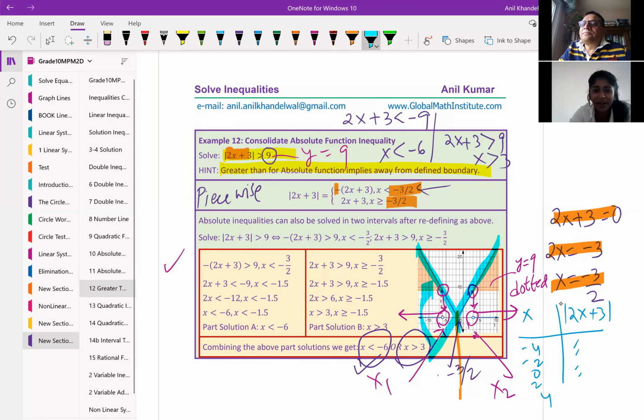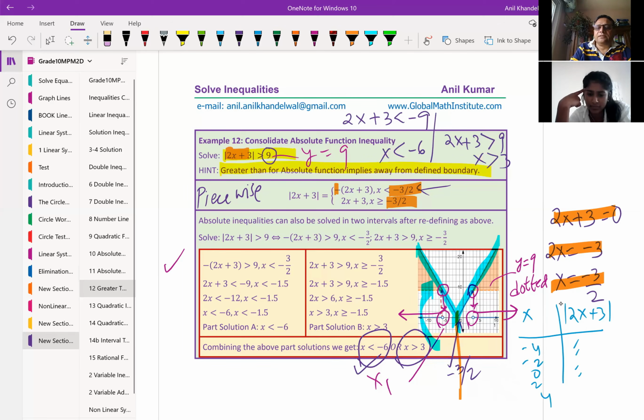But I don't get how, with the positive 2x plus 3, why is it not just greater than minus 3? Why is it greater than or equal to? No, we are not defining the function. We are saying interval. Within this interval, which is the right side, our function is 2x plus 3. So what we are saying here is this.